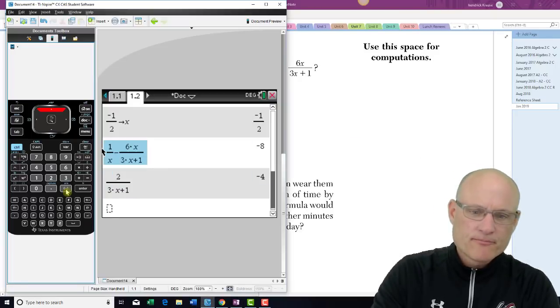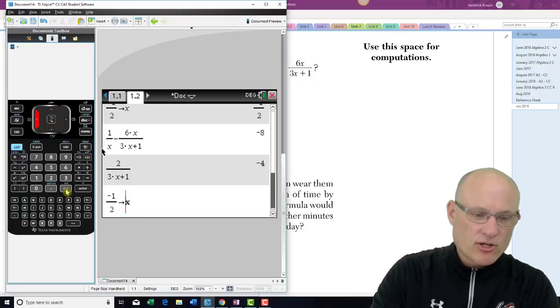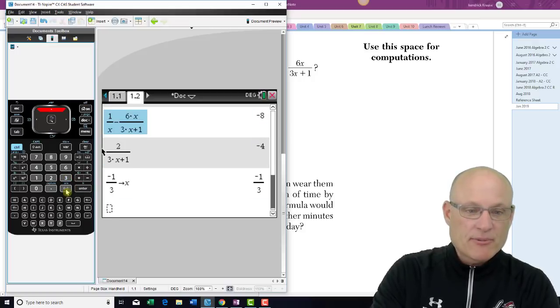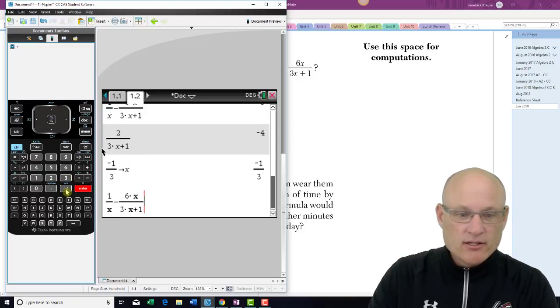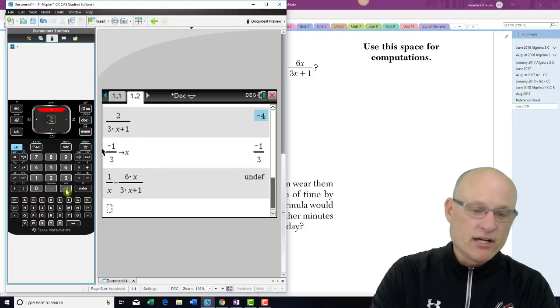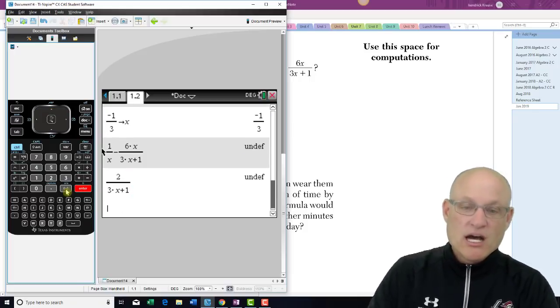Oh, crap. This should be negative 1/3. I'm not sure how this didn't get changed to 1/3. I was expecting something else to happen. There's negative 1/3. Sorry about that. I'm going to type in the left side. Now, here's what you should see. Undefined. And here's what every doggone kid does, and it drives me up a wall.